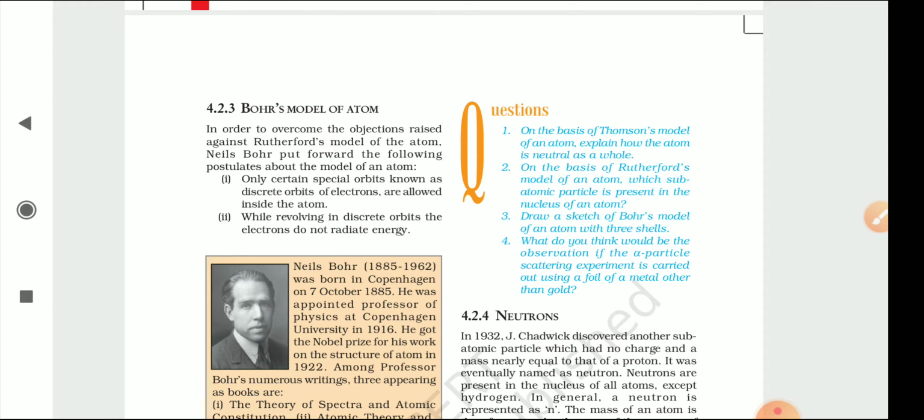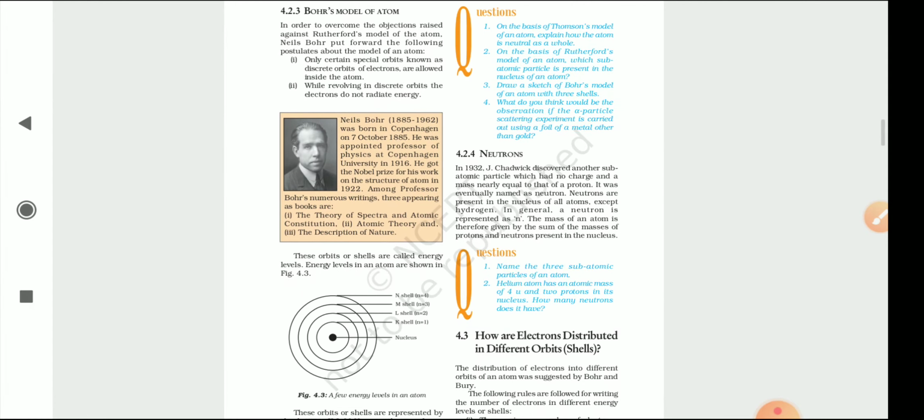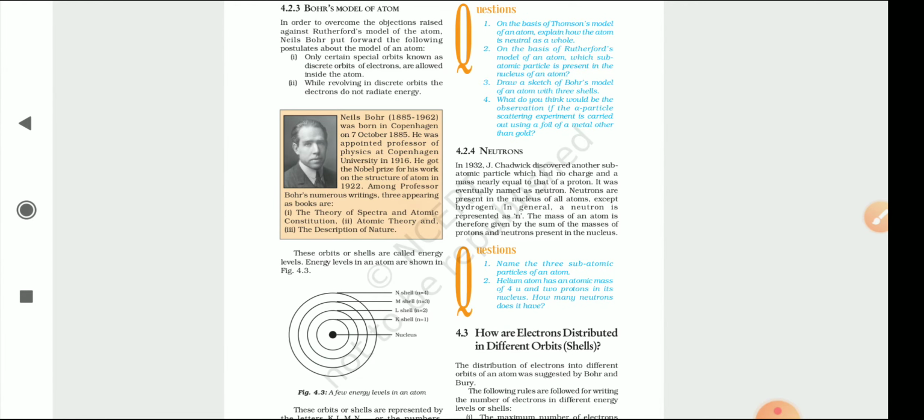The first is that only certain special orbits, known as discrete orbits, of electrons are allowed inside them. Okay, so electrons are revolving in a special kind of orbit. Second, while revolving in the discrete orbit, the electron does not radiate energy. So if they are not radiating energy, there is no chance of the electron falling into the nucleus. Okay, so this is the model which is given by Bohr.